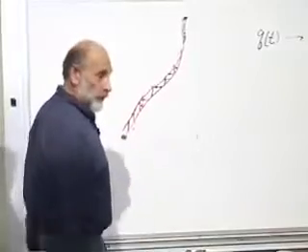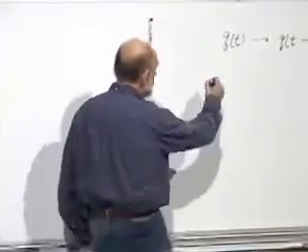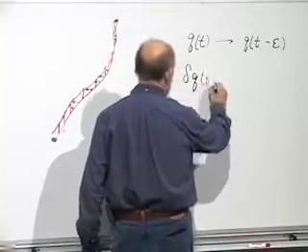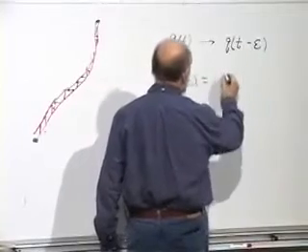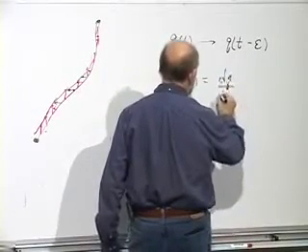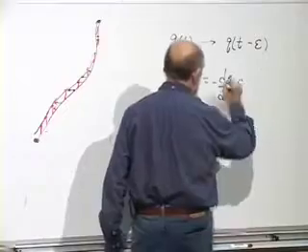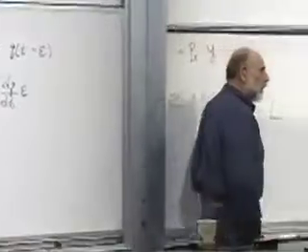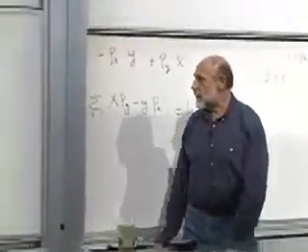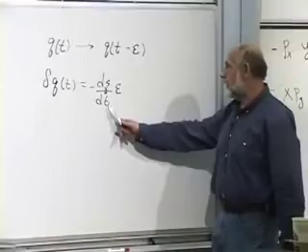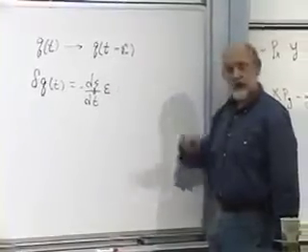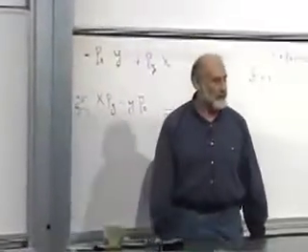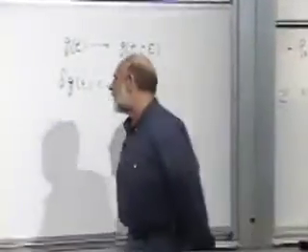What is the change in q? The change in q at the instant t is equal to the derivative of q with respect to t times minus epsilon. If I displace a function by a small amount in the argument, then the change in the function is just the derivative of the function with respect to t times the change in t. And there's a minus sign here because I put a minus sign here. Now, do you doubt the minus sign? Let me show you why the minus sign is there.